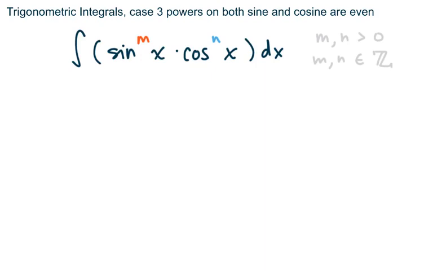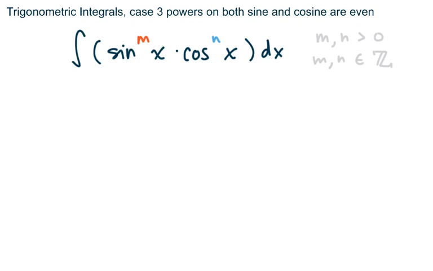Welcome back. As we expand on our strategies for evaluating different types and forms of integrals, we're going to continue looking at trigonometric integrals, specifically when we are dealing with powers of sine and powers of cosine. In the first video in this series, we looked at where the power of sine was odd. In the second video, the power of cosine was odd. In this video, we're going to look at case 3 where neither of those situations occur.